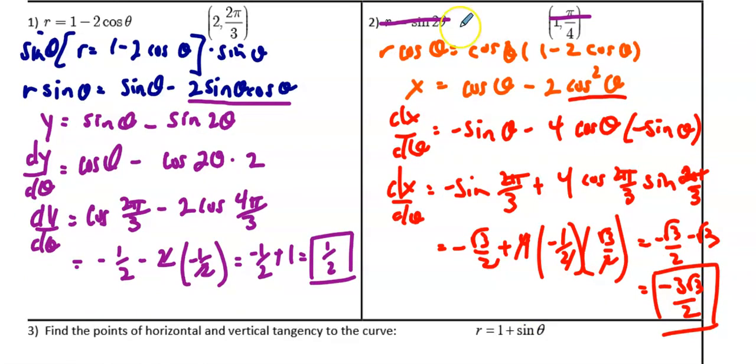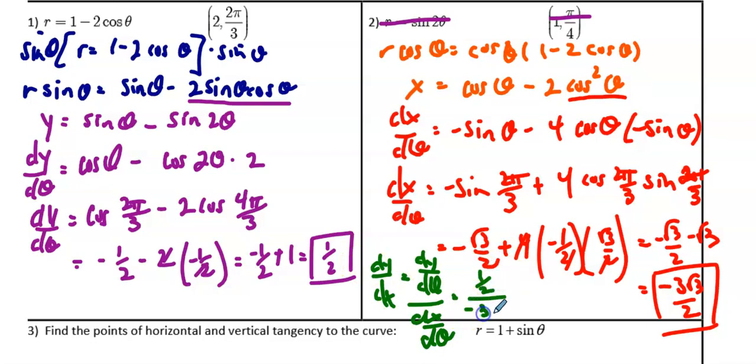So what we want to do now is find what dy dx is. That's going to be dy over d theta, that value that we found right here, all over dx d theta. And so we're going to get 1/2 over negative 3 square root of 3 over 2. And so when we simplify this, we get negative 1 over 3 square roots of 3. So this is a lot of work. It is a lot of work for one problem. So this is how you find this particular example.